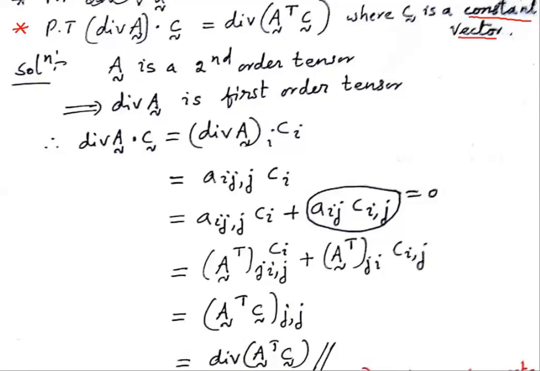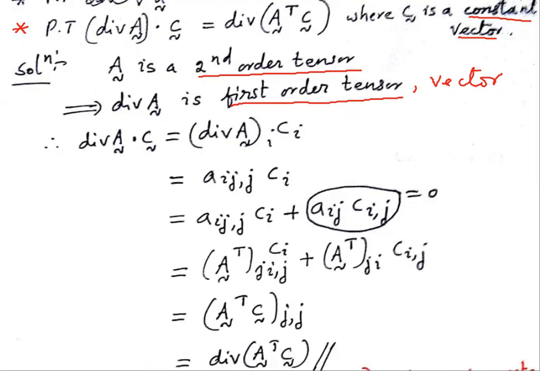In order to derive this, we should know what our LHS is representing, whether it is a vector, a scalar, or a second order tensor. A is a second order tensor. What is divergence of A? Whenever we apply divergence to any tensor, the order gets reduced by 1. If A is second order, divergence A will be a first order tensor, that is nothing but a vector.